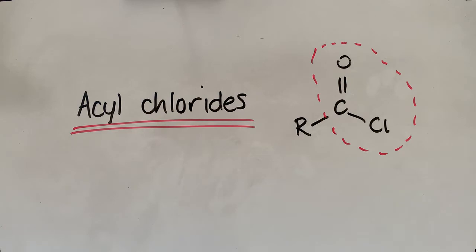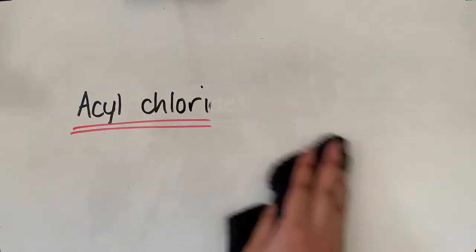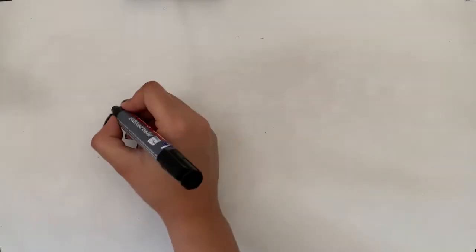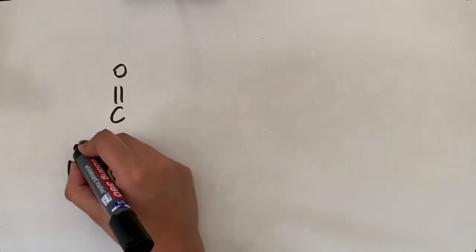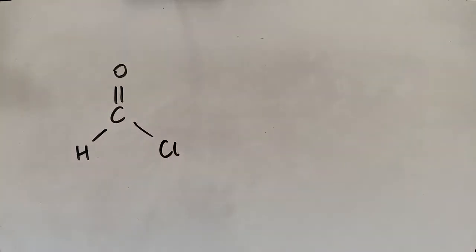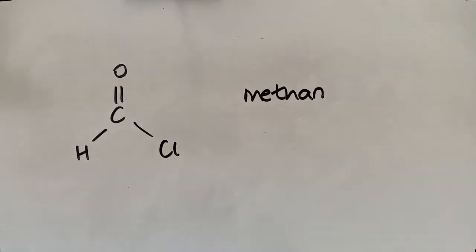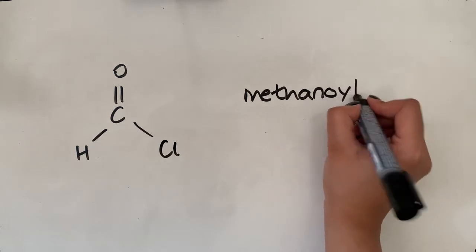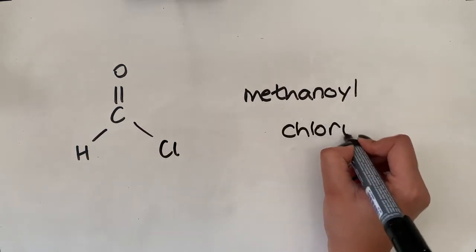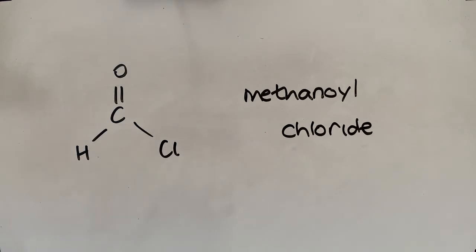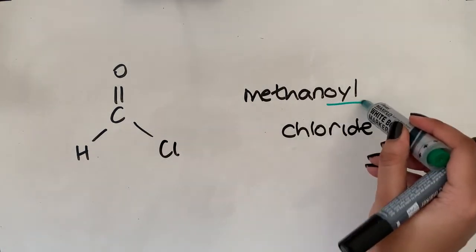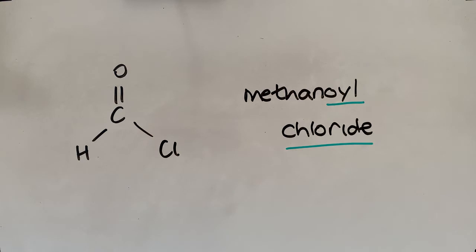Right, let's have a look at how we name acyl chlorides. So we start off with the simplest one where we just have one carbon. Given that there's one carbon, it's got to have the prefix methan. Now all acyl chlorides are going to end in oil chloride, like so. Okay, so they all end in oil chloride. The prefix is just determined by the number of carbons in the chain.